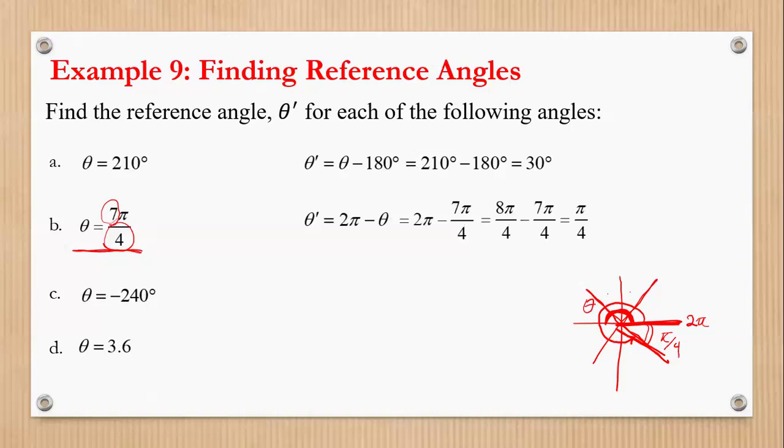For the next example, we have a negative 240 degree angle. Since it's a negative angle, we need to go in the negative direction, which is the clockwise direction. 240 means it's in quadrant 3. So first, second, and third quadrant, which is somewhere over here. That's negative 240.